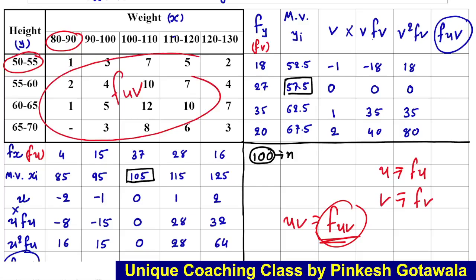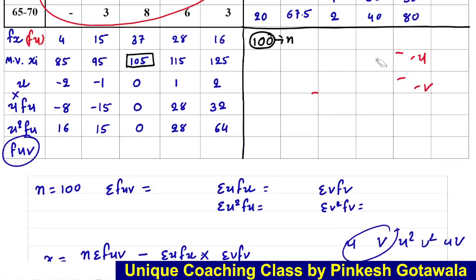Okay, this is the combined frequency, fuv. So our next column is what? FUV. It means this frequency would be multiplied with u and v. Frequency will be multiplied with whom? uv.